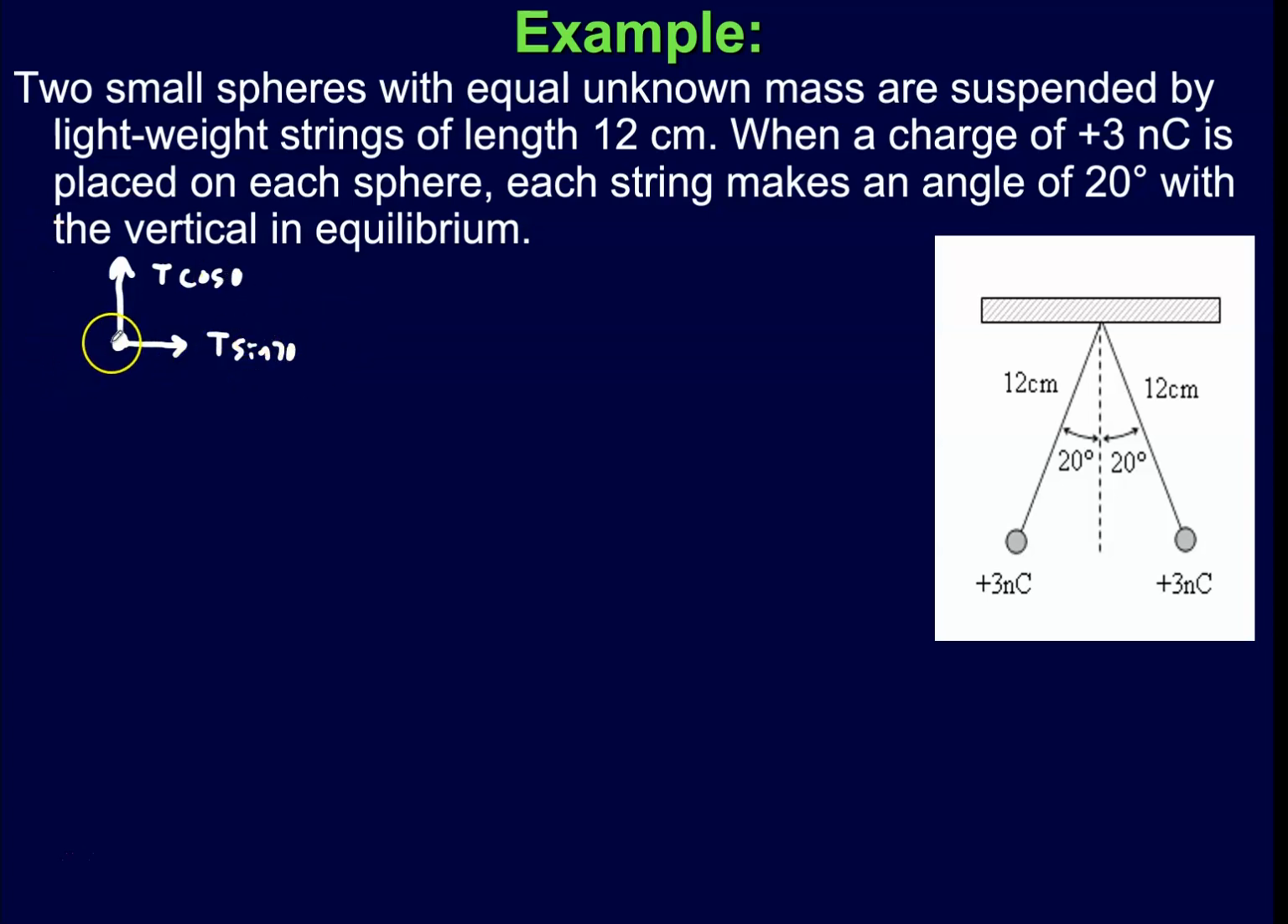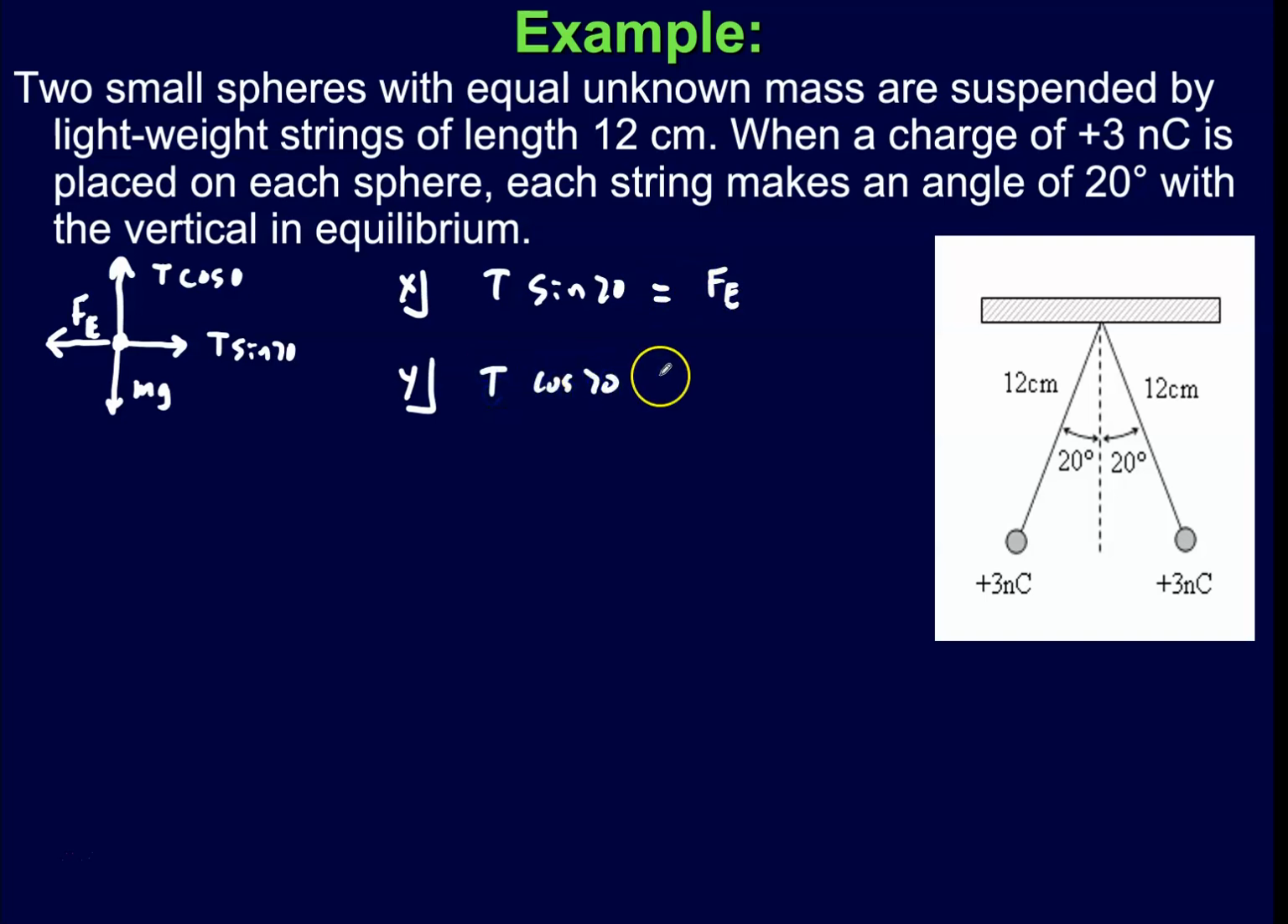And then the electric force, as we described, would be pointing this way over here, and our good old friend mg will be pointing down. So then we can look at the x and the y. This is an equilibrium, so in the x direction, we get an equation that says T sine 20 is equal to the force of the electric, the new one. And in the y direction, we've got T cosine of 20 is equal to mg.